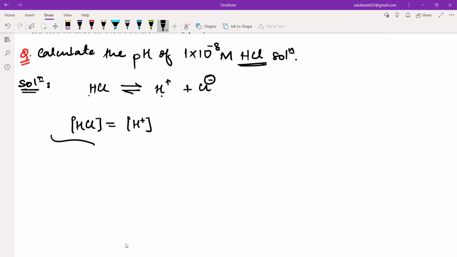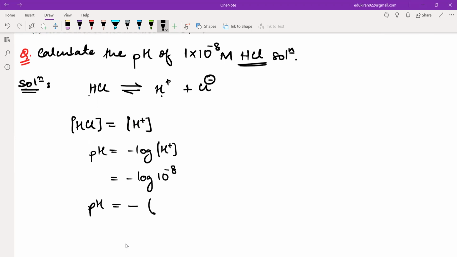Now this is all fine when you have a strong acid. But if you look at this question and start calculating the pH, which is equal to minus log of H plus, then you will get minus log of 10 to the power minus 8, which will be equal to, pH is equal to minus of minus 8, right? Because 8 will come down, log 10 is equal to 1, and this will be equal to 8.